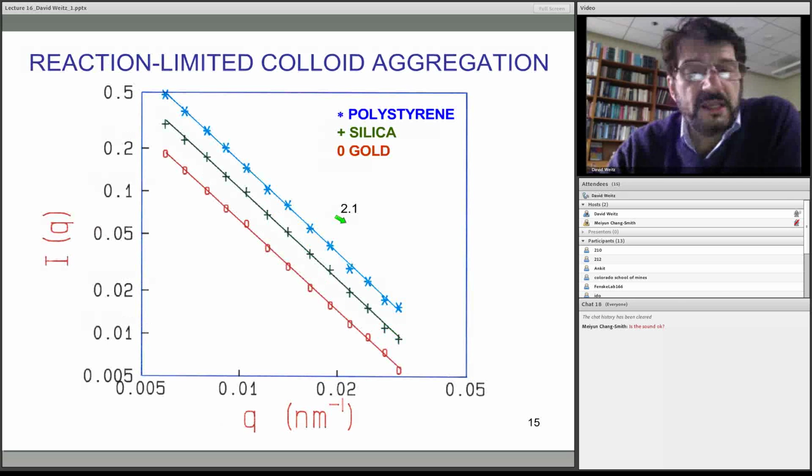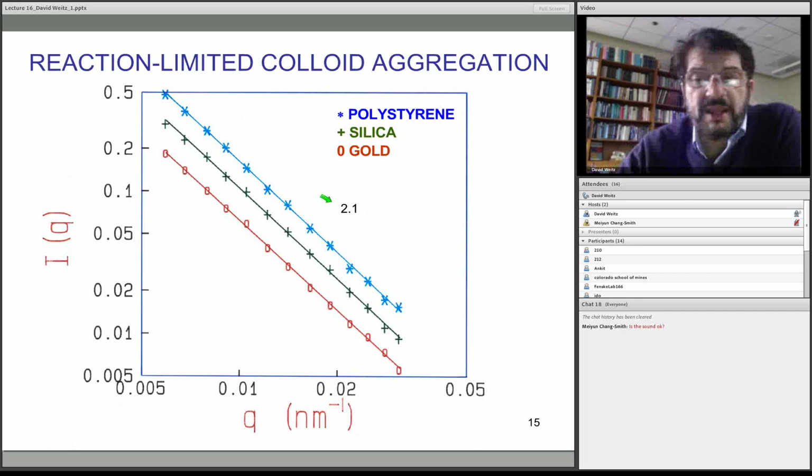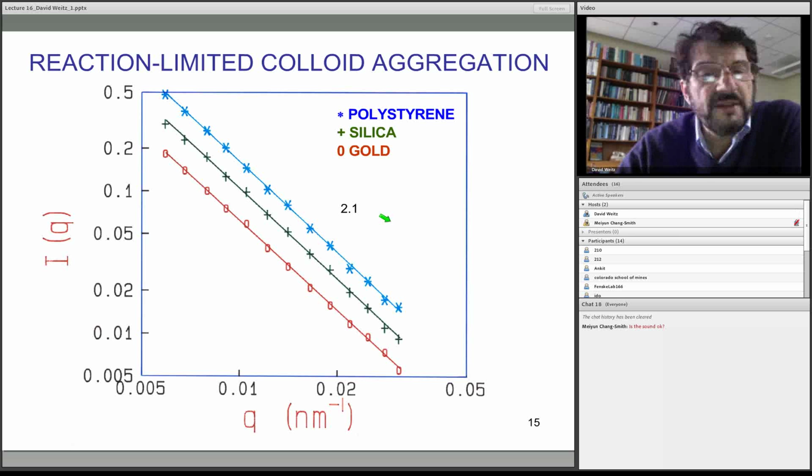And similarly, for clusters that are formed by reaction-limited aggregation, there we said that the fractal dimension is somewhat larger. It's a little bit over 2. And here you see that they go as a power law 2.1. So this is a very simple way of measuring the fractal dimension of these objects.